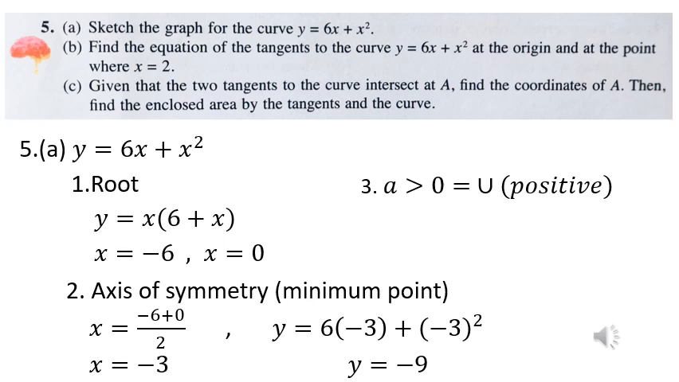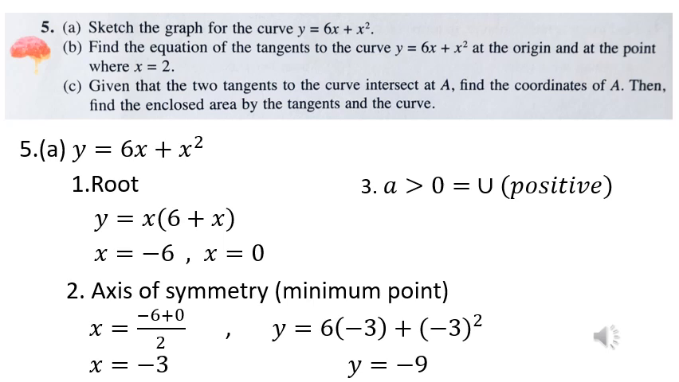Okay, let us do A first. A asks us to sketch the graph y equals 6x plus x squared. Firstly, we can factorize out x to find the roots. So it becomes y equals x bracket 6 plus x. So we can form the two roots, which are x equals negative 6 and x equals 0.